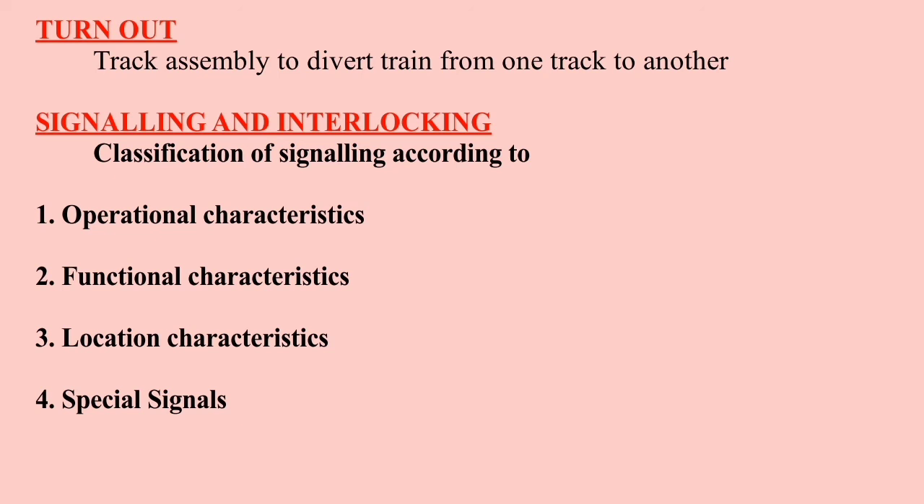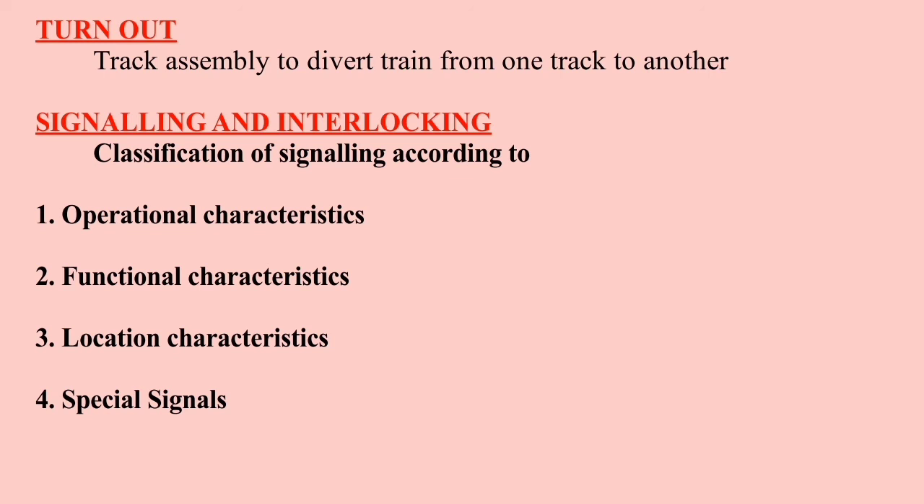Now let us discuss signaling and interlocking. Now, classification of signaling. Signals are classified according to operational characteristics, then according to functional characteristics, then according to location characteristics, and special signals. The operational characteristics are again classified as fog or audible signals or detonating signals, then visual indication hand signals and visual indication fixed signals.